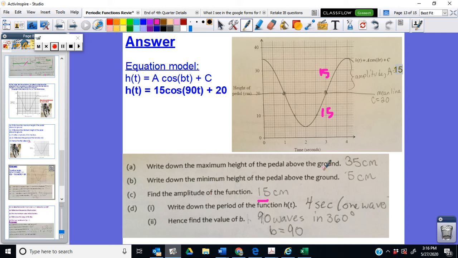Then the period of the function, in other words, where is one full wave? Let's get a different color here. How about green? Ooh, that's big. So from here all the way to where it starts repeating, that took 4 seconds. Well, how many waves could 4 seconds long show up in 360? Well, there's 90, because 4 times 90 gives us 360. So the B is 90.